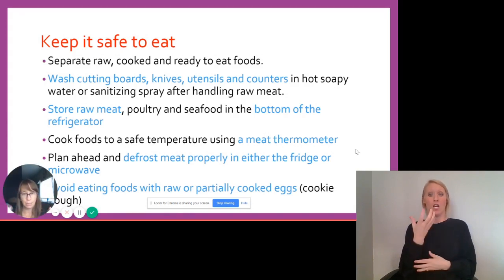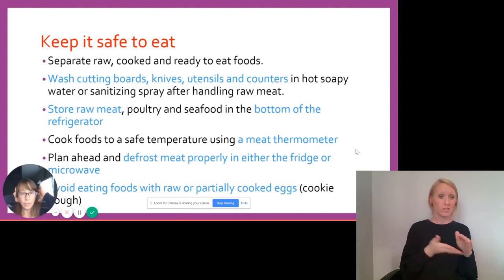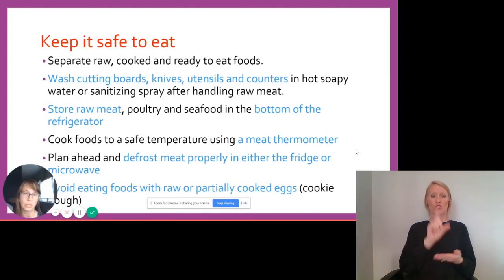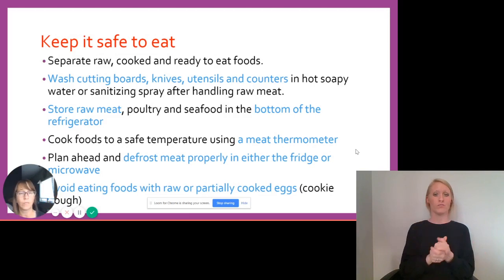So that's that containment: if it were to dribble, it would be at the bottom and not pass through your vegetables and fruits. Cook foods to a safe temperature using a meat thermometer. Those are really handy for knowing if the internal temperature is high enough to cook it. Most thermometers will tell you, if you're cooking a hamburger or chicken breast, what temperature to bring it to. But all of them are going to say 140 or higher. Because remember, that's our danger zone. Once it gets to 140, you start killing off bacteria.